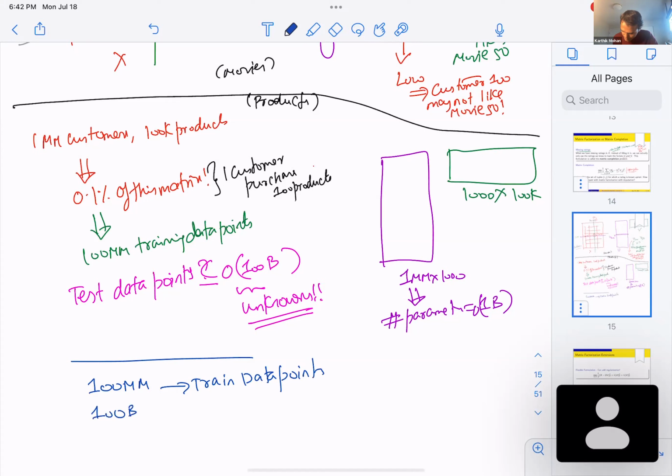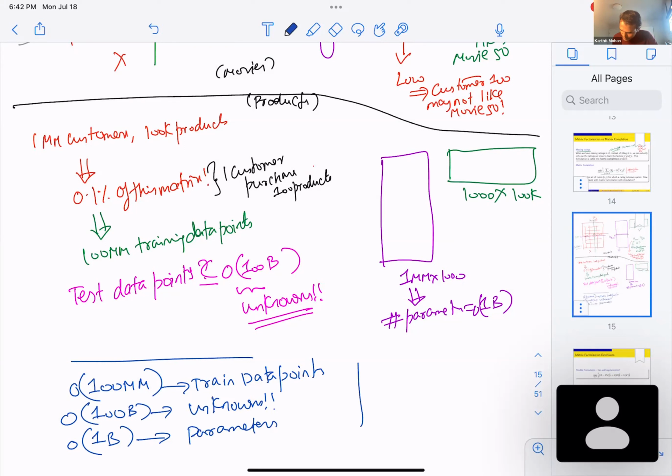100 billion unknowns. And then 1 billion. This is all order, right? So let's make sure we understand this. Order 1 billion parameters.